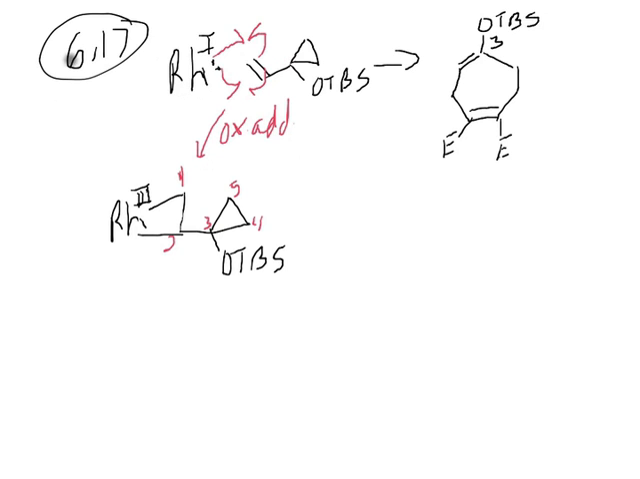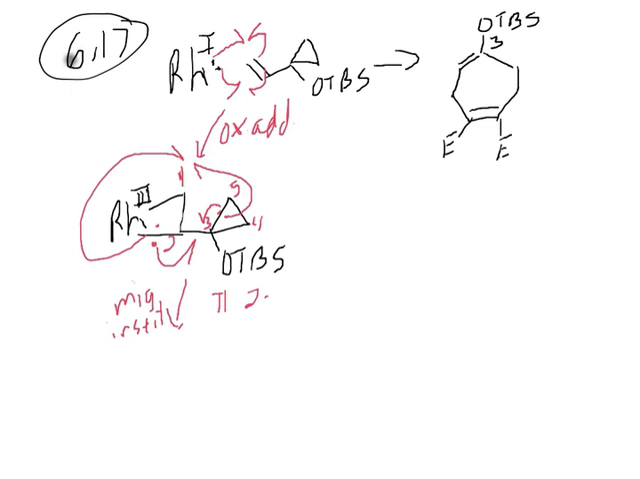So let's draw on those electrons now. I'm going to have one electron go there, and then one electron from carbon 2, 3 and 5 go there. This electron comes around up there. This is like a quasi-migratory insertion. So we have a new pi bond between carbon 2 and 3, and rhodium is now also bonded to carbon 5.